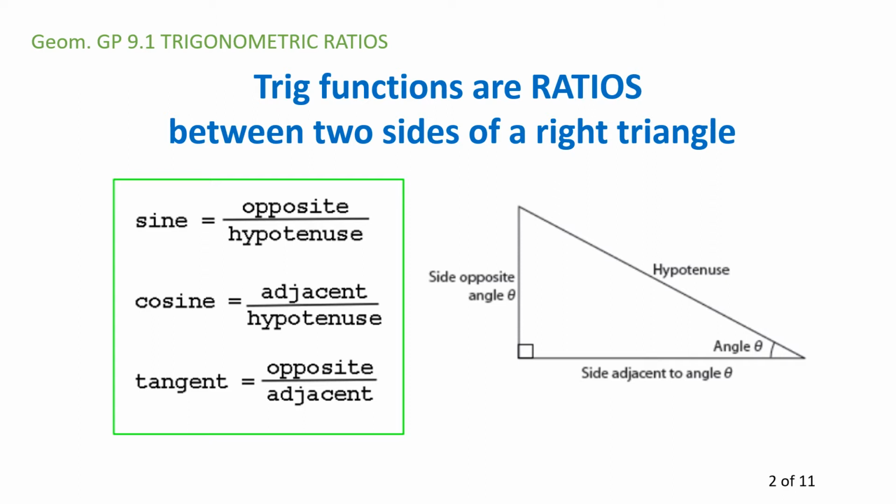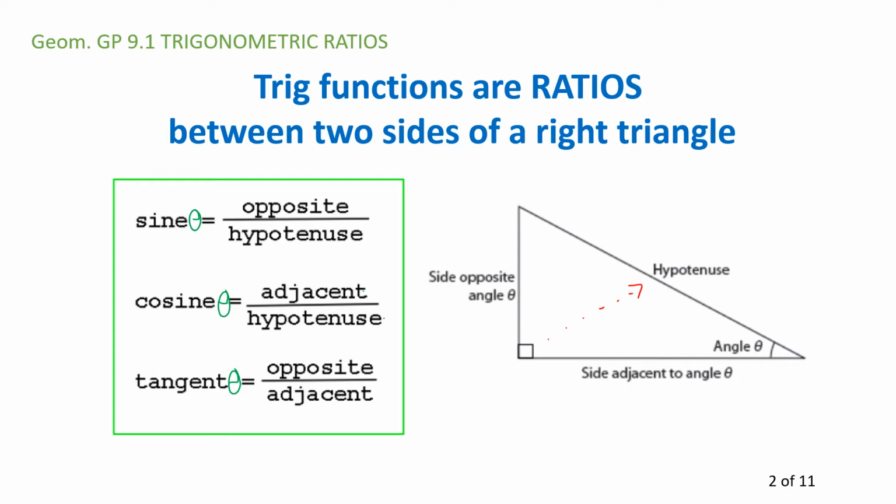We call it the sine. The sine of an angle is equal to the measurement of the side that is opposite from that angle over the hypotenuse. The cosine of an angle is the measurement of the side that's adjacent over the length of the hypotenuse. And the tangent is the measurement of the side that's opposite over the measurement of the side that's adjacent. Well, what does that mean?